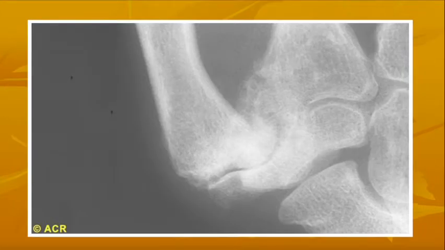This is again for pattern recognition. The first CMC joint, what we call it. Someone comes with pain there, at the base of the thumb. That is osteoarthritis. It's not rheumatoid arthritis. That joint doesn't get affected in rheumatoid arthritis.